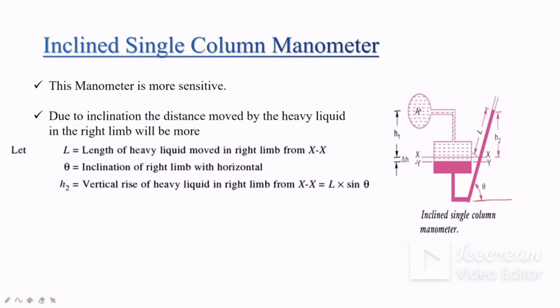So what is delta H? Delta H is nothing but the fall of liquid, the fall of heavy liquid in the reservoir. H1 is the same: the height of the center of the pipe above XX. H2 is the vertical rise of heavy liquid in the right limb above XX. So here we have to see above XX; H2 is measured from XX.